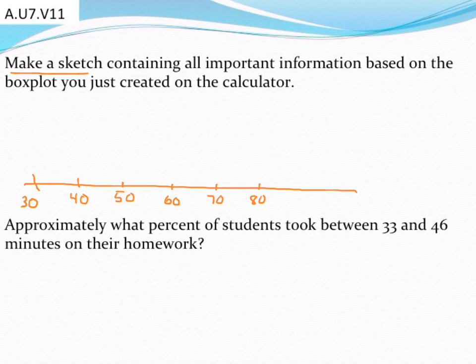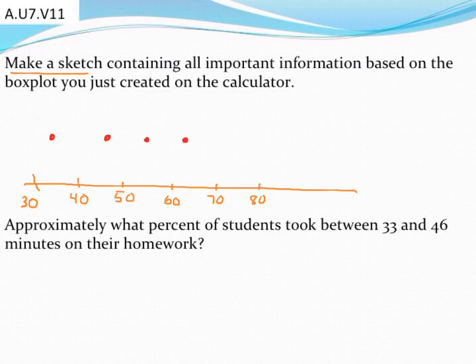So my minimum data was 33, so I'll put a dot approximately about there, 33. It's just a sketch, so you don't have to be super accurate. 46 minutes was my next point, my Q1 point, so I'll put about right there. 53.5 was my median. So about 53, probably somewhere about there. 61 was then my Q3.